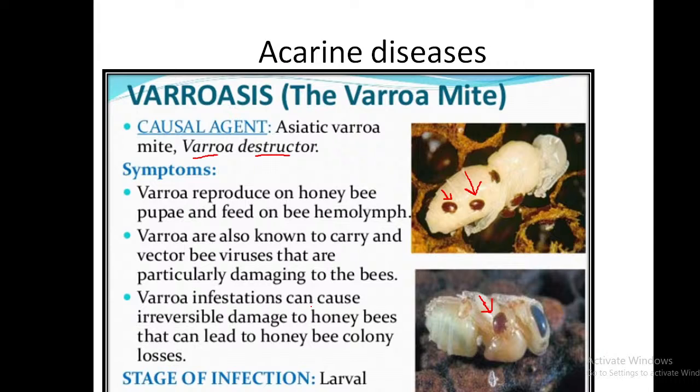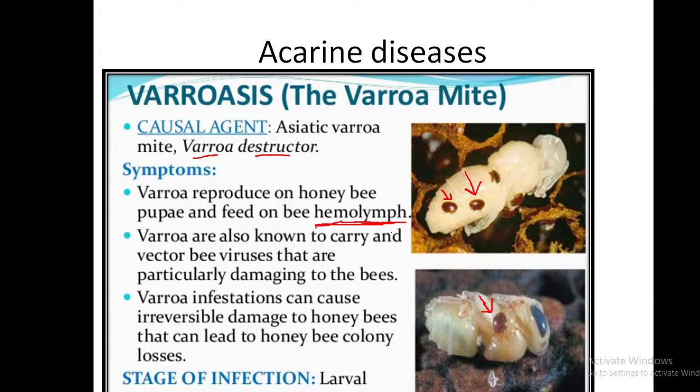ഹണിബിയുടെ പ്യൂപ്പയോ അല്ലെങ്കിൽ അഡൽട്ടിന്റെയോ ബോഡിയിൽ അതിന്റെ ബ്ലഡ് സക്ക് ചെയ്യും. അതിന്റെ ബ്ലഡ് എന്ന് പറയുന്നത് എന്താണ്? ഹീമോലിംഫ്. ഇല്ലേ, the body fluid of the insects is called hemolymph. നമ്മുടേതാണെങ്കിൽ blood. So in case of honeybee it is hemolymph. So this mite will sit on the body and feed on the hemolymph.